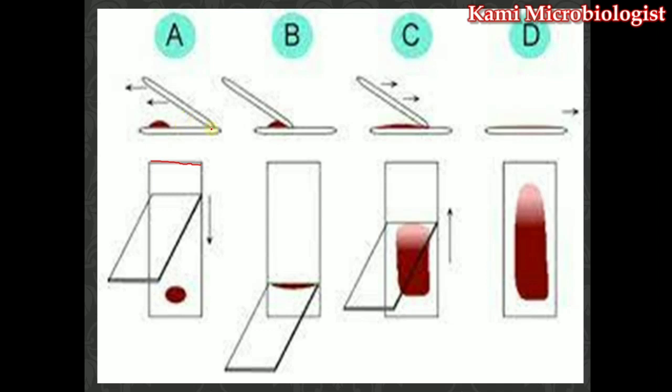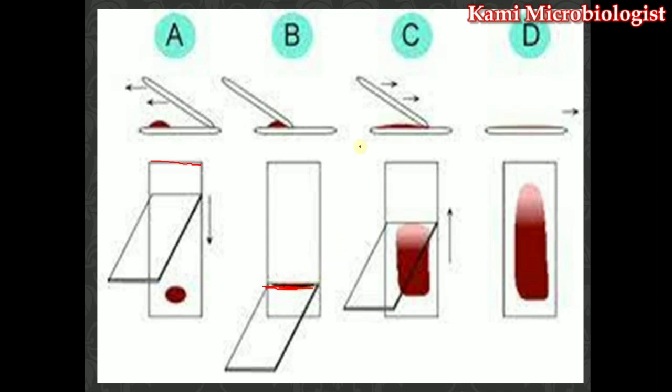Once we put 1 drop of the EDTA blood, we have to take another slide. We put the other slide on the first slide, as you can see, and then we move it in the backward direction. Once it reaches and touches the blood drop, the blood drop will spread, as you can see in the next diagram.